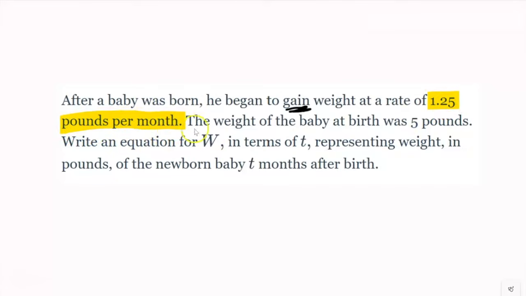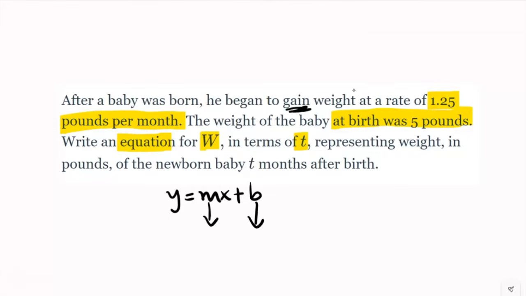So there's the word per month. The weight of the baby at birth is 5 pounds, that's my start. Write an equation of W in terms of T. All right, so again, you start off with your 8th grade equation that you know, y equals mx plus b. m is the thing that keeps happening. b is the thing that happens once. Because it says at birth he was 5 pounds, that's what I start with. And then I increase because I'm gaining. So is that making this go up or down? Up, which means it's positive.